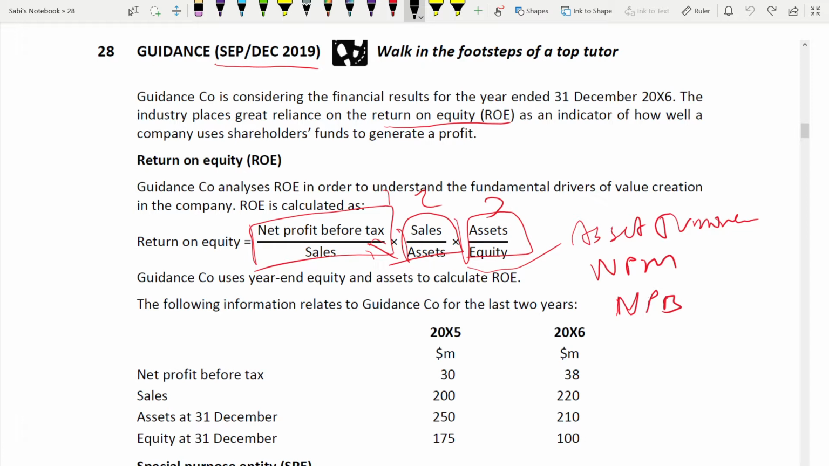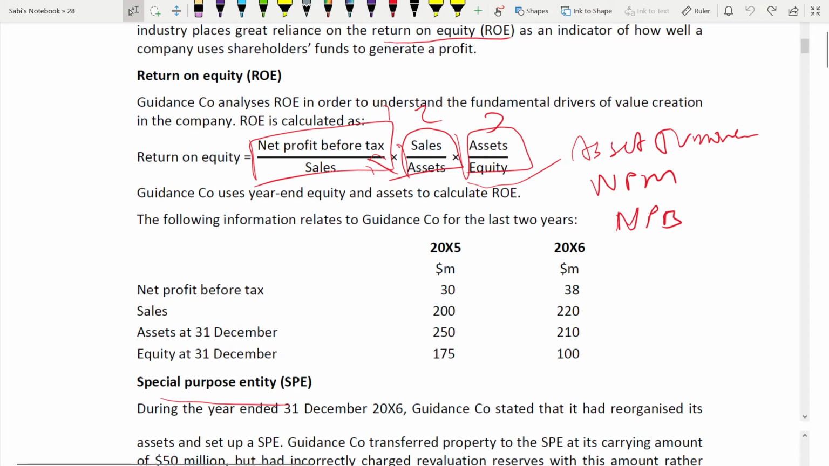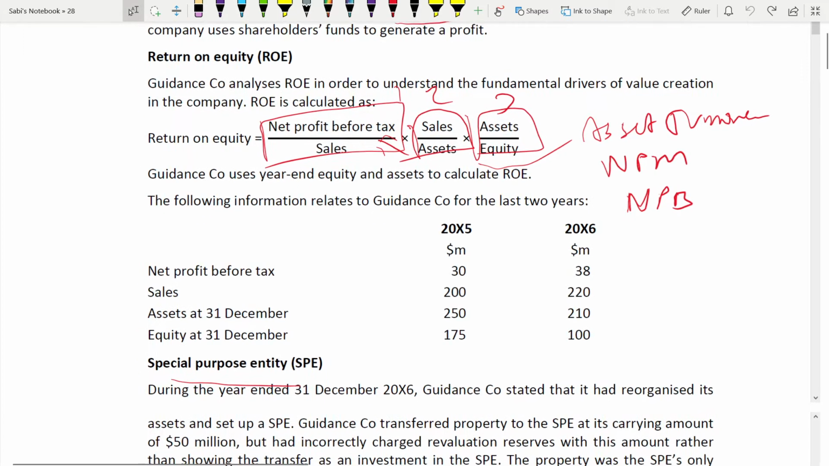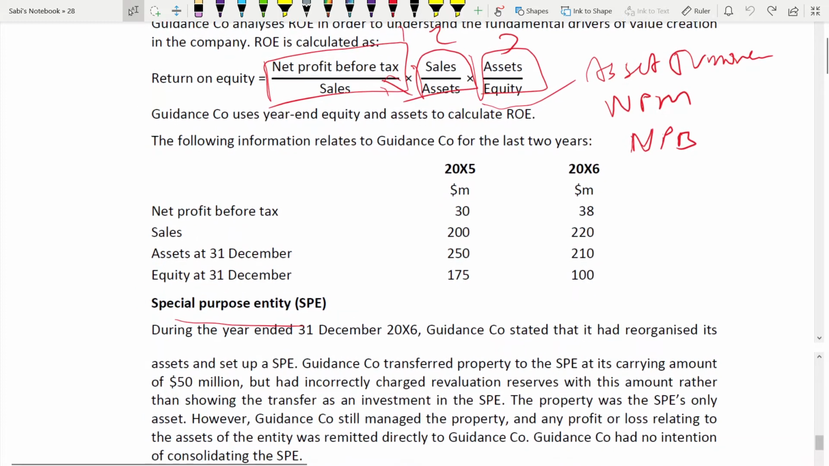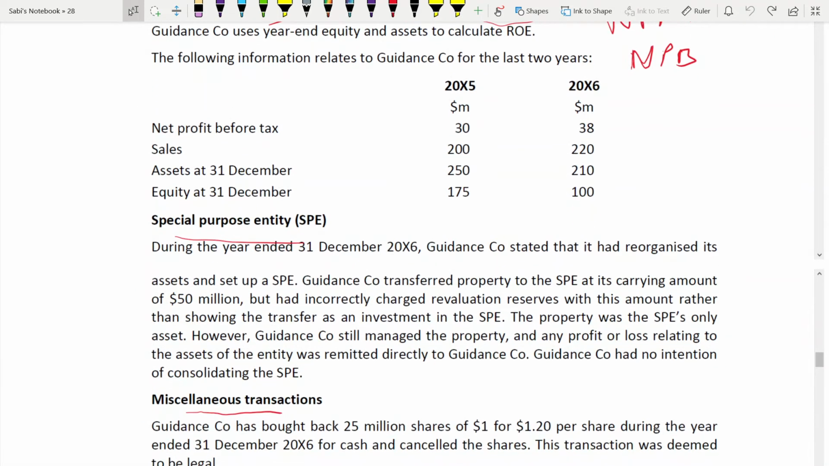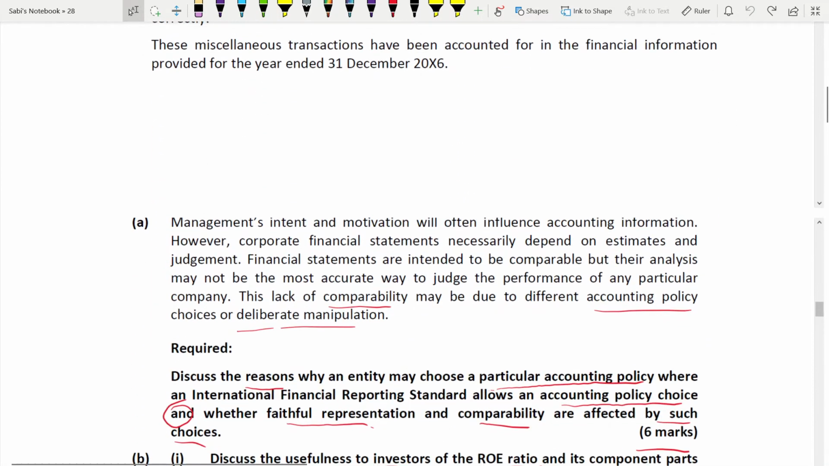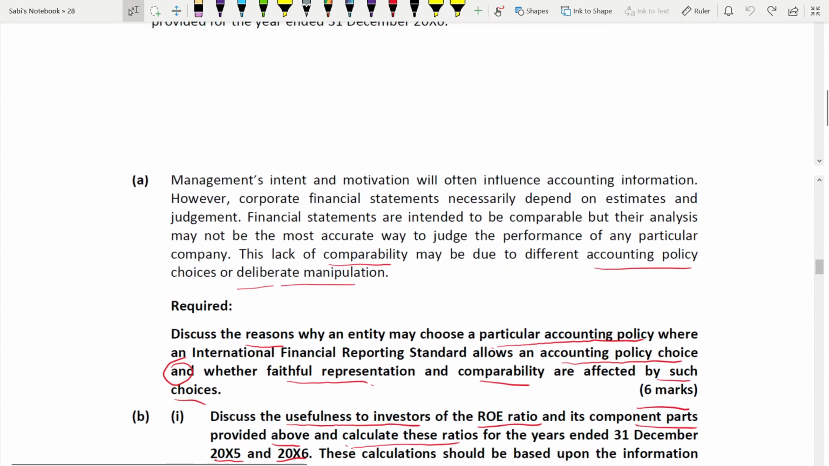So now you have been given the figures for both 2005 and 2006. You have been given the sales figure, net profit before tax, assets, equity. Now, special purpose entity, we will be using this to answer our requirement B. We don't need it in requirement A, so we can straight away answer requirement A.